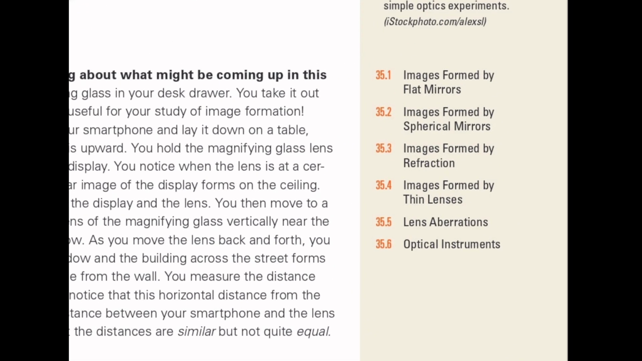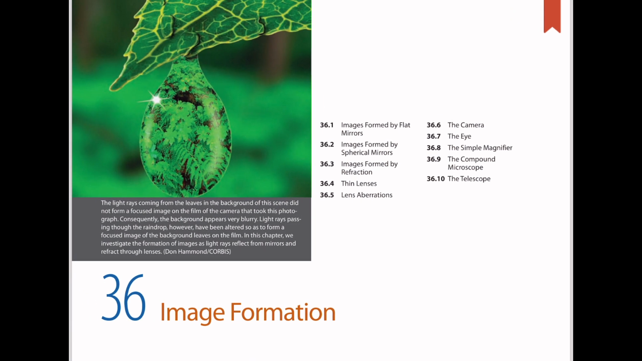You can see they've actually removed some sections. So we still have images formed by flat mirrors, images formed by spherical mirrors, images formed by refraction, and thin lenses. And we have lens aberrations. And then they have 35.6 optical instruments, which looks like it combines this entire section right here into one big section.